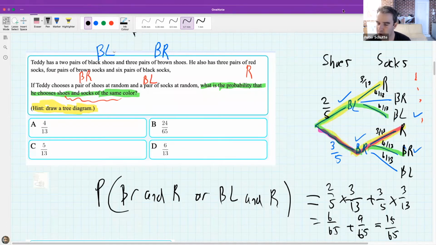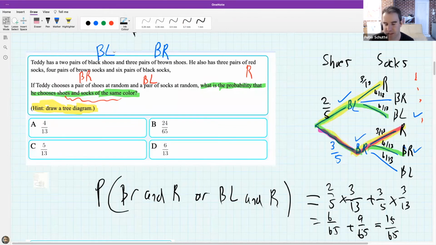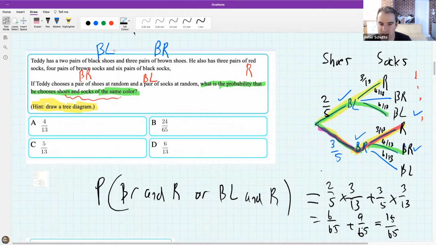So I can see that there's still quite a variety of answers coming in, so I think maybe I've extended this question a little bit too far. Don't stress too much. All I wanted to show you was the two branches that had red socks in their branch. I wanted to add those two together, and that's what I did to get 15/65.